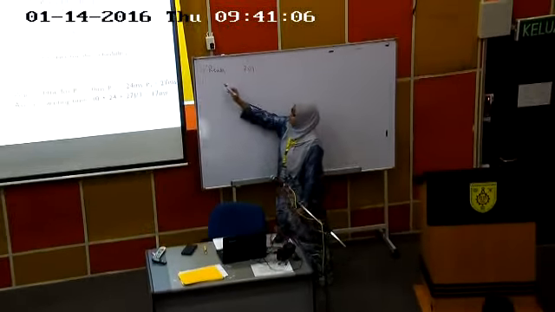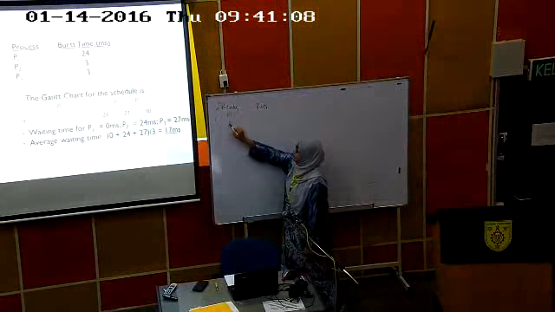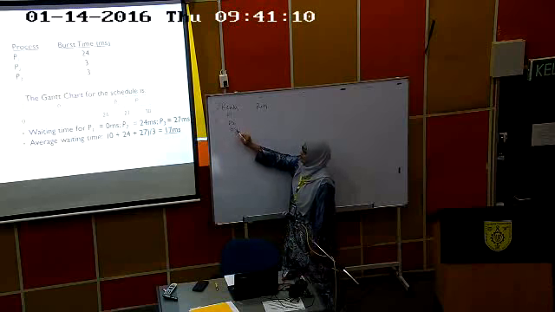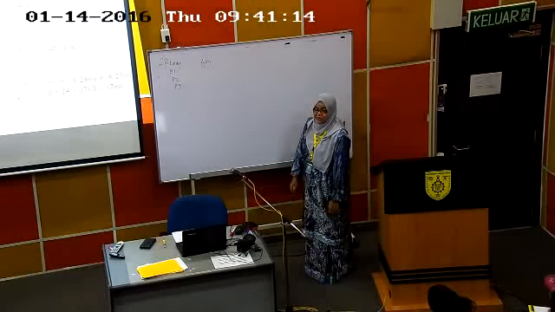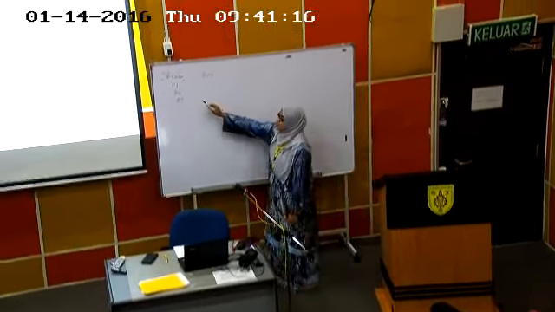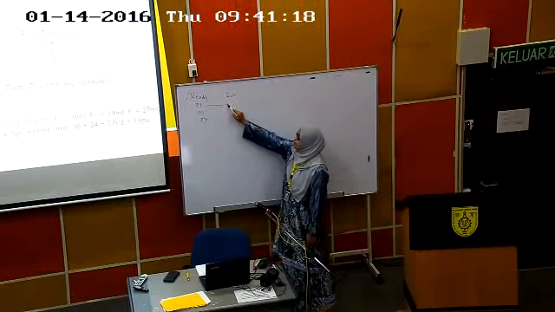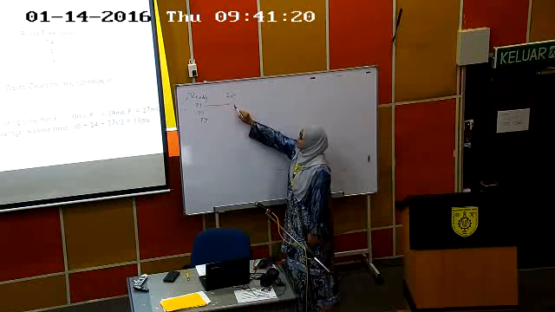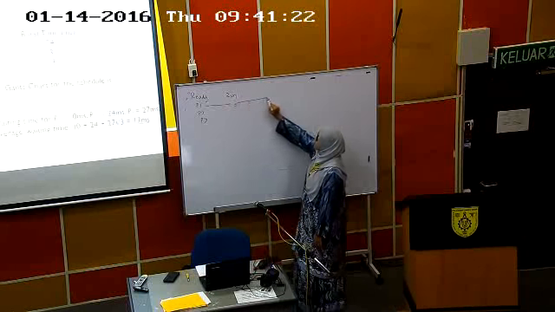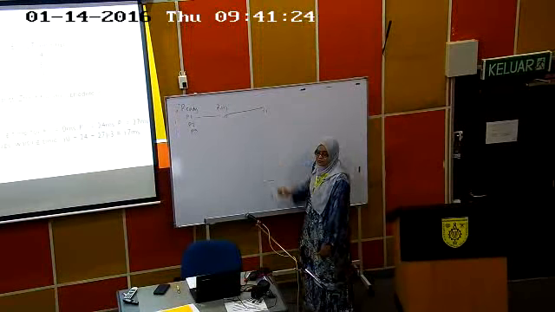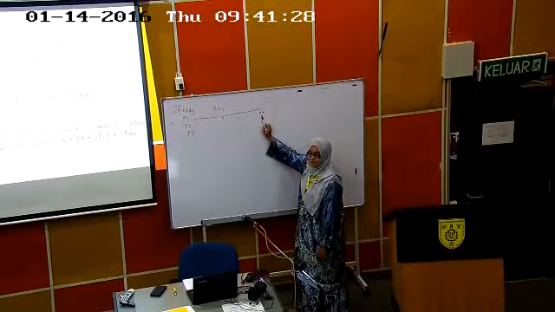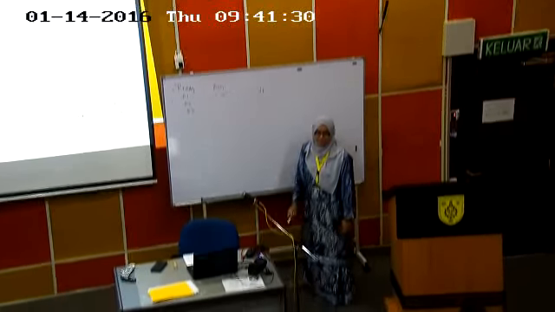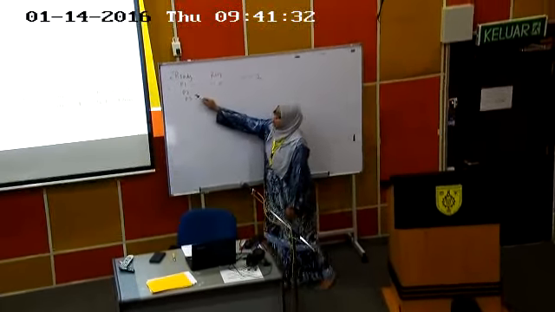So P1 is ready, P2 ready, P3 ready. P1 runs first. Then it will run at 0 milliseconds, complete at 24. The number 24 depends on the burst time. Okay, P2.